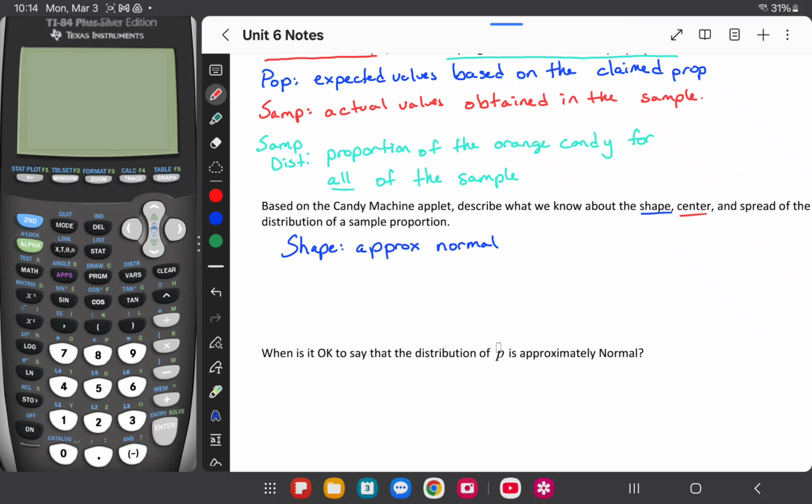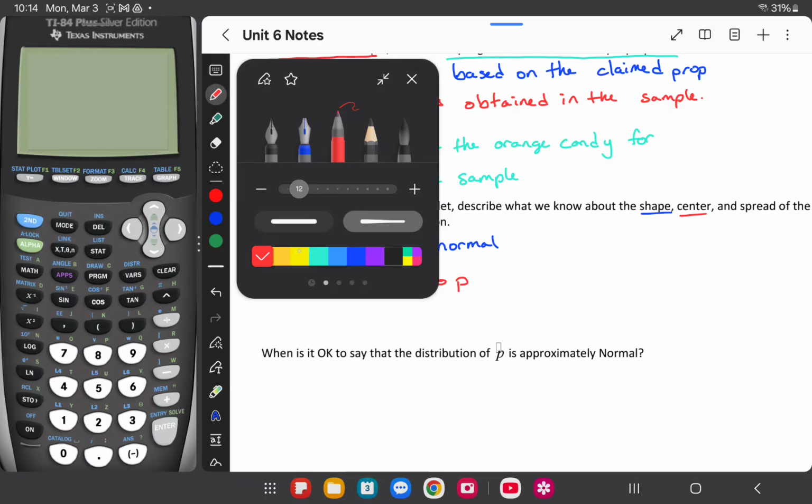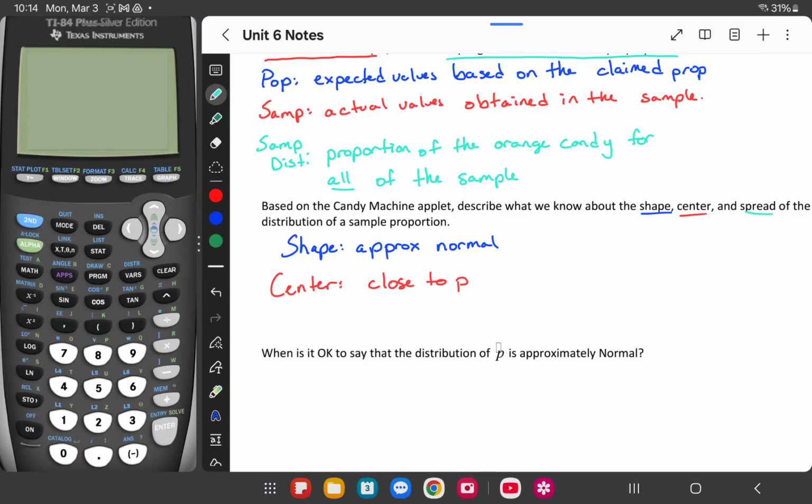Next, let's talk about the center. The center of that distribution, hopefully you noticed, was pretty darn close to the claimed proportion p. And again, as you got to larger values, that got closer and closer and closer. Last but not least, let's talk about the spread. The spread really shouldn't have changed a whole lot. This was pretty much the same and did not change based on your sample size.